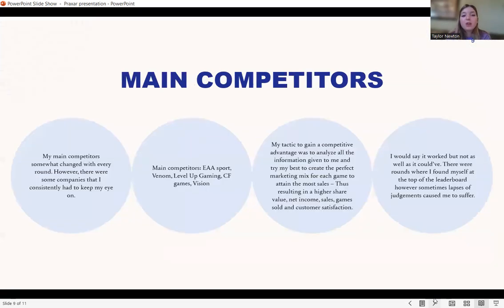When it came to my main competitors, I found that it changed with each round. However, there were certain competitors that I had to consistently keep my eye on to keep myself competing with the best. So my main competitors were EAA Sport, Venom, Level Up Gaming, CF Games, and Vision. My tactic to gain competitive advantage was to analyze all the information that was given to me and try my best to create the perfect marketing mix for each new game launch. That way I could result in higher share value, net income, sales, games sold, and customer satisfaction.